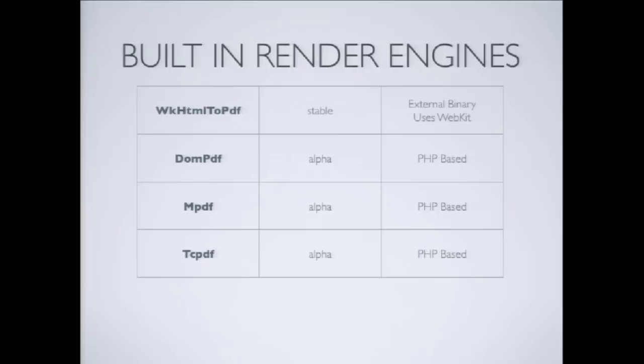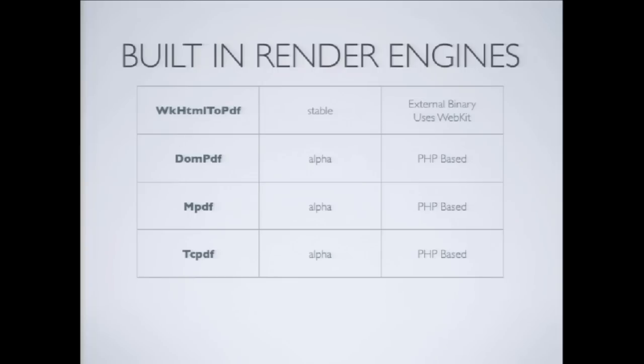So it has 4 built-in PDF renderers. WK-HTML to PDF is an external binary. You have to install it on your server. It's available on all major platforms. And it's very fast. It uses WebKit from Safari in the backend to convert the HTML and CSS into an actual PDF document, and it's really fast. And then we also have DOM.pdf, MPDF, and TC.pdf.